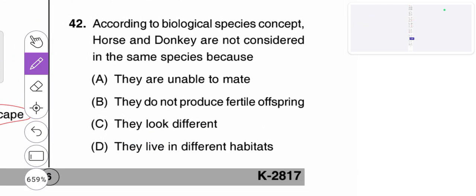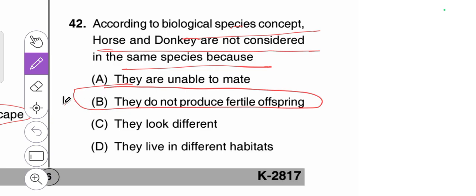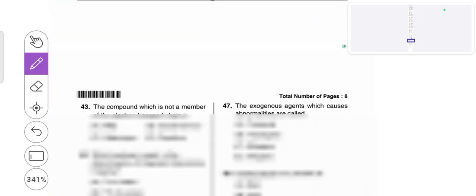Then 42. According to the biological species concept, horse and donkeys are not considered the same species because they do not produce fertile offspring. So due to this, the horse and donkeys are not considered the same species. If they produced fertile offspring, then they would be considered a biological species. B is the right answer.